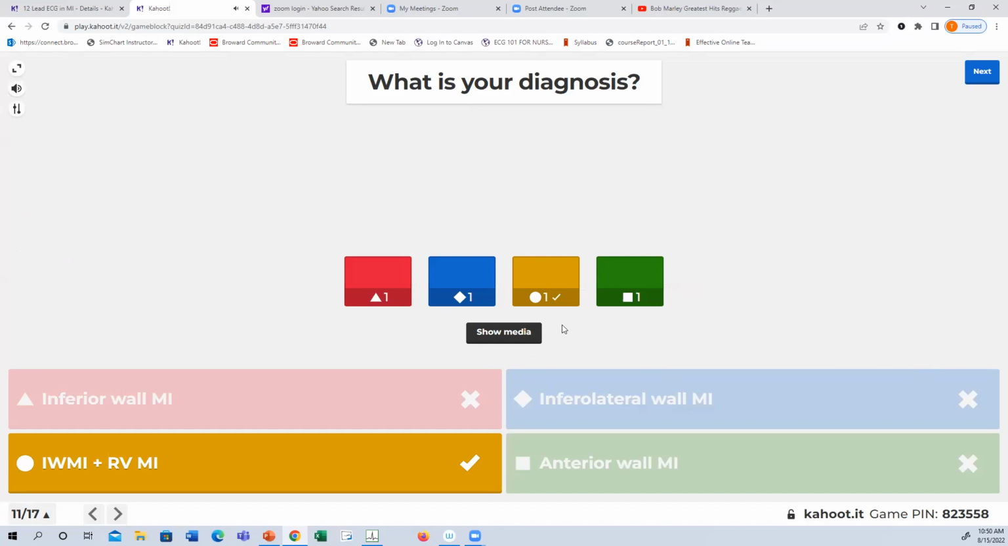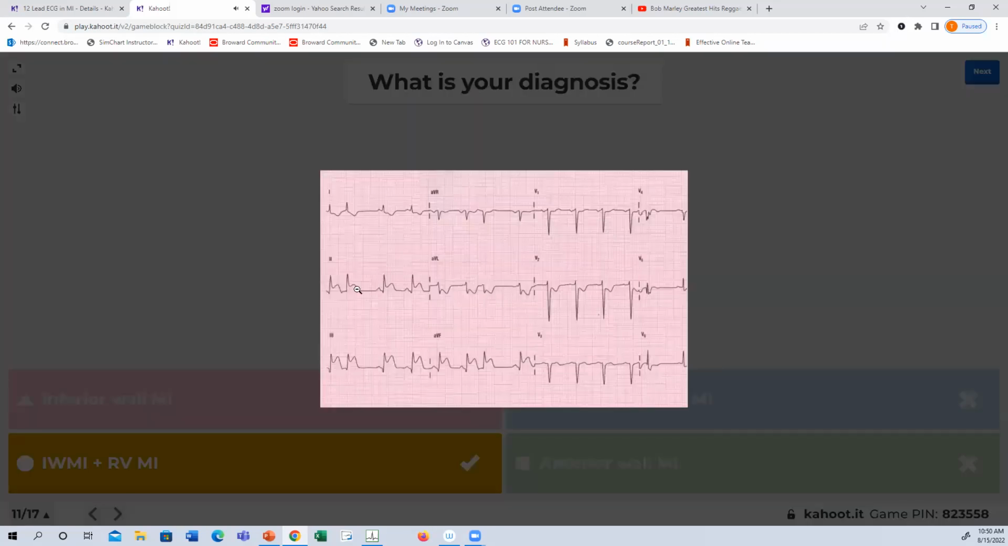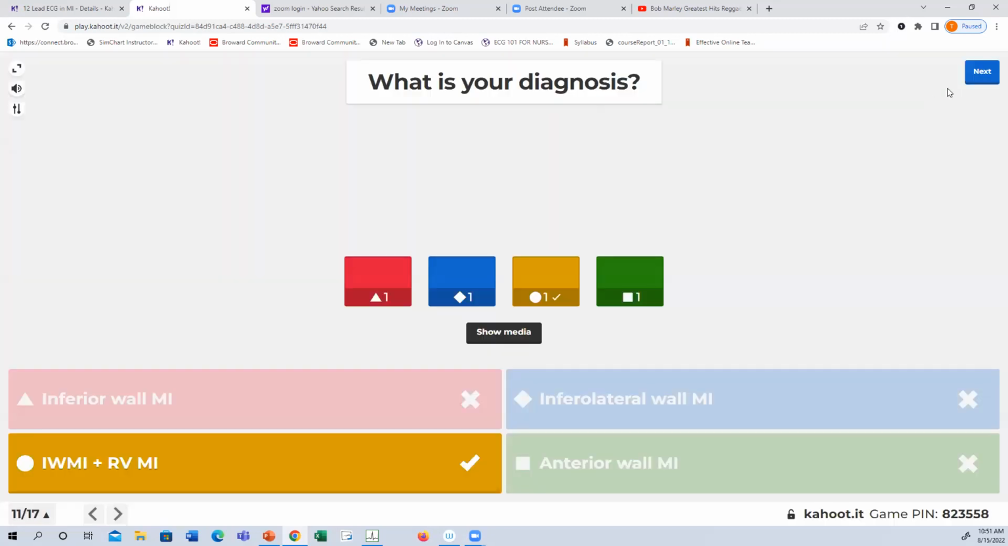It's all distributed. Let's see. Okay, we have ST elevation in 2, 3, and AVF. And the ST elevation in 3 is greater than lead 2. So we have inferior wall and right ventricular wall MI. There's no other ST elevations anywhere else. So that's the only one that is going to be correct.